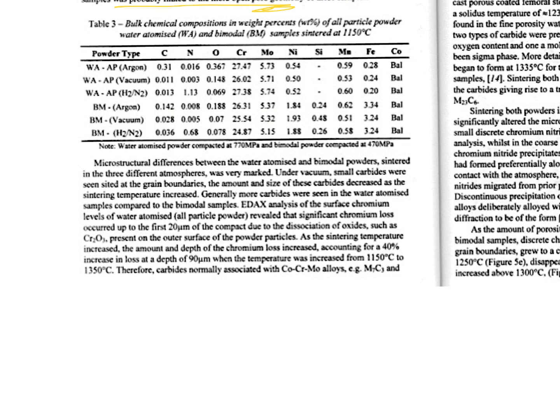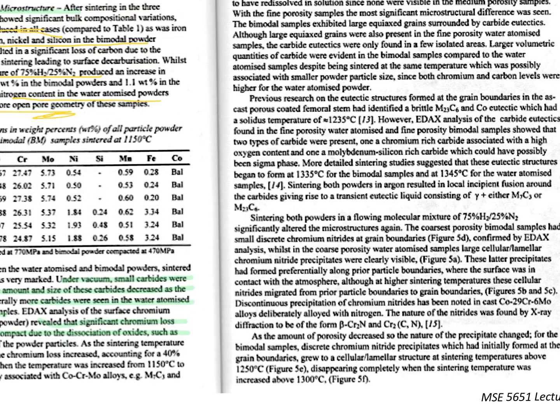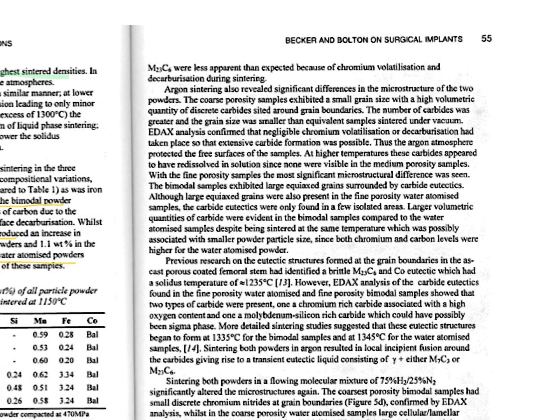So getting back to this. Under vacuum, small carbides were seen sited at grain boundaries. The amount and size of these carbides decreased as the sintering temperature increased. Should make sense: more diffusion, higher temperatures, things go away from their sites. More carbides were seen in the water atomized powder compared to the bimodal. EDX revealed significant chromium loss occurred up to the first 20 microns of the compact due to the dissociation of oxides, such as CrO2, present on the outer surface. So what happens is you get chromium oxide, it's volatile at these temperatures, and you lose chromium. Again, it's not just heat it and get what you started with.